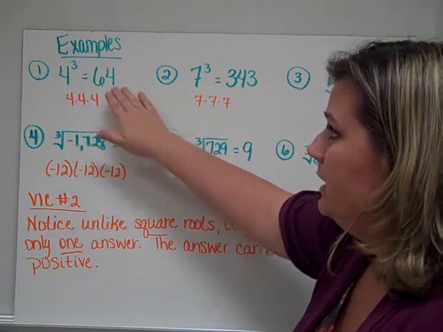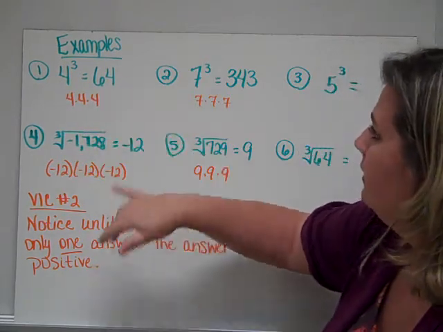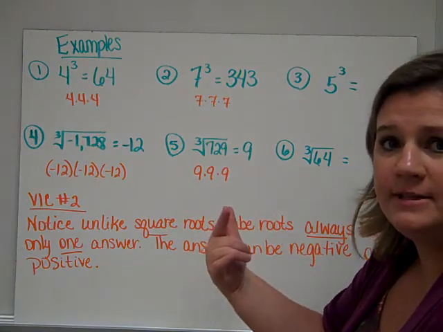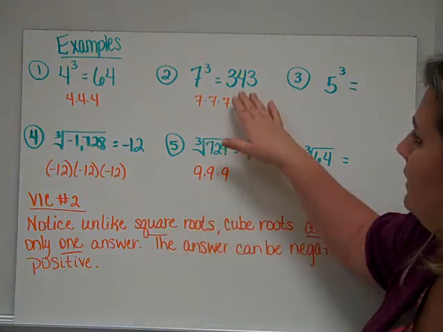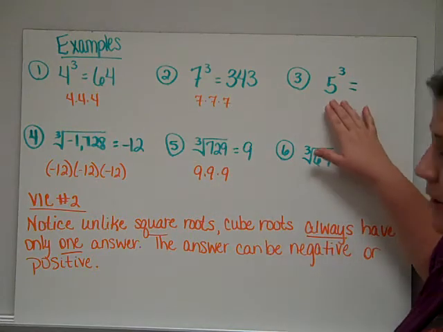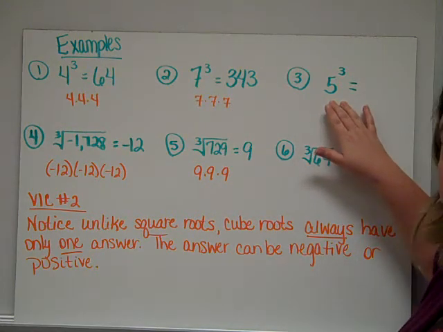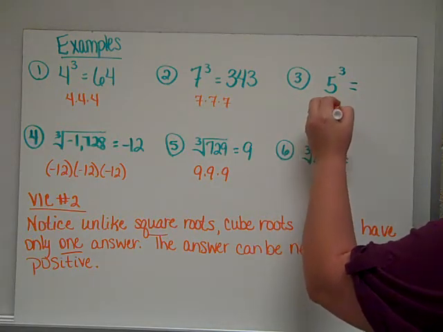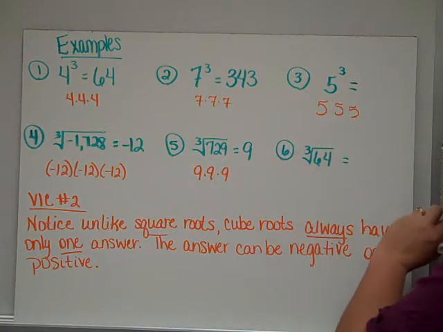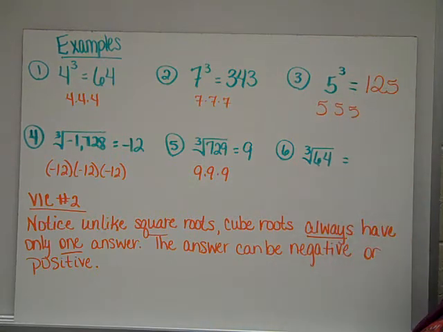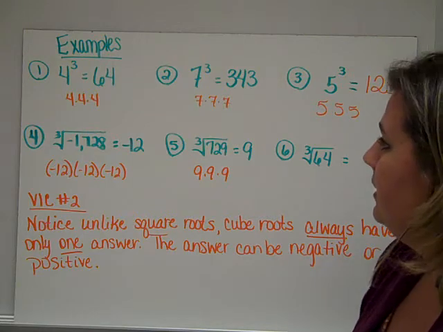So 4 cubed equals 64. 7 cubed, remember, is 7 times 7 times 7. When you multiply that out, that equals 343. A famous one that you'll be seeing a lot is 5 cubed. Remember, 5 cubed is 5 times 5 times 5. So we know that that equals 125. All right.